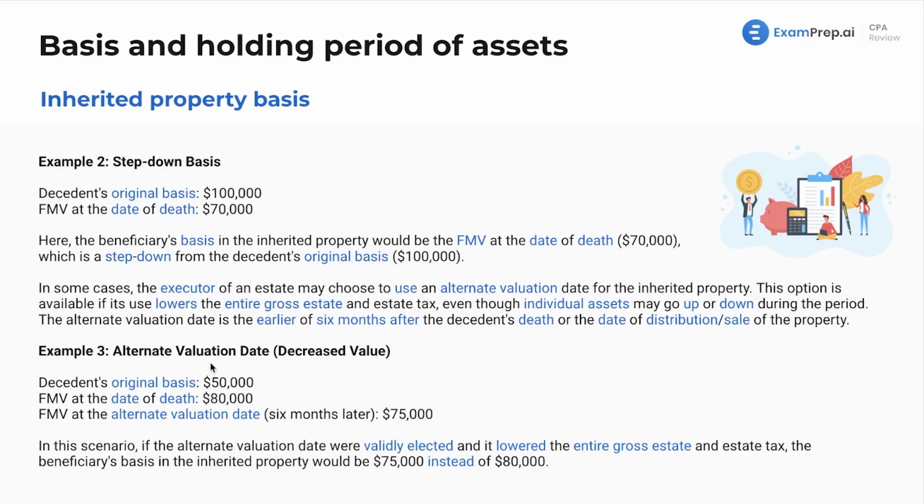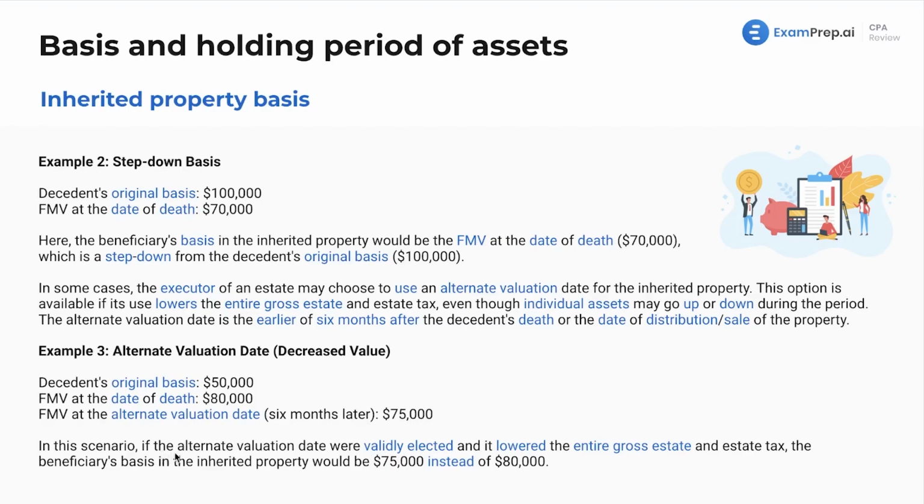This is using the alternate valuation date, and we've got a decreased value. So the decedent's original basis was $50,000. Let's call this a building. So it's a little building, $50,000 building. Fair market value, it actually went up to $80,000. And the fair market value at the alternate valuation date, which is 6 months later, is $75,000.